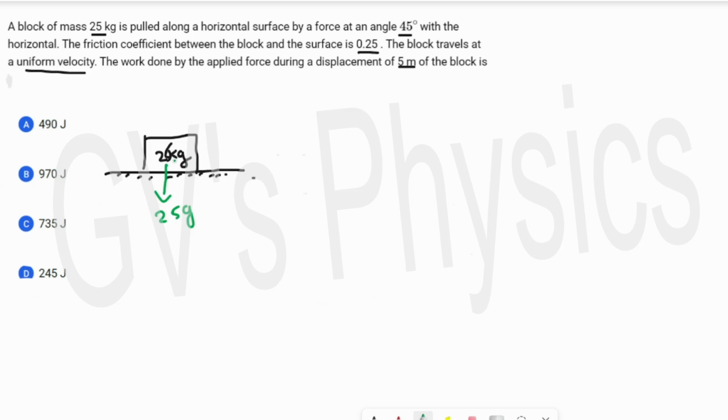And perpendicular to the surface, there will be a normal force acting on it. They have applied the force 45 degree with respect to the horizontal. So this is the applied force F, which makes an angle theta, which is 45 degree.